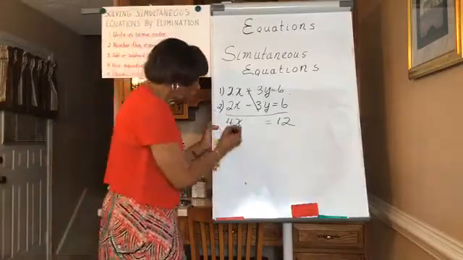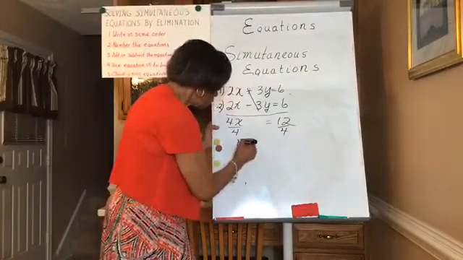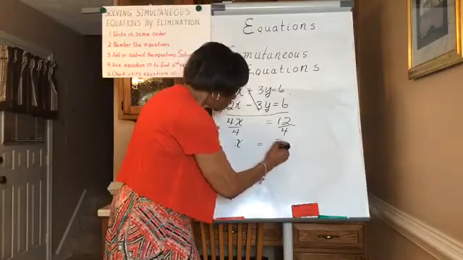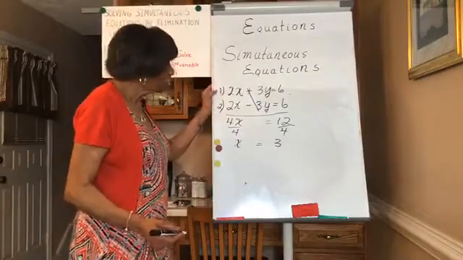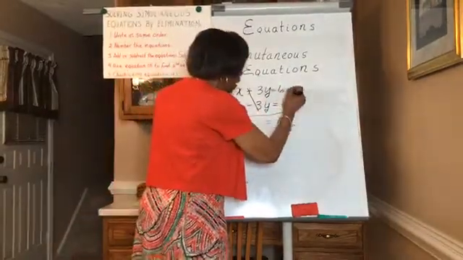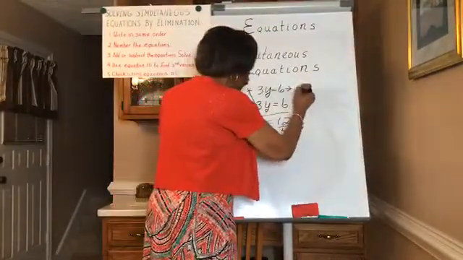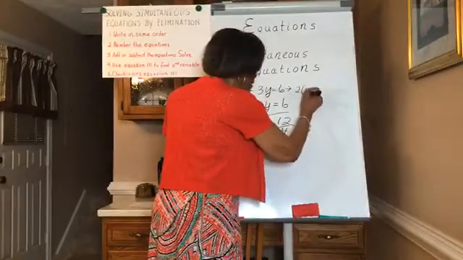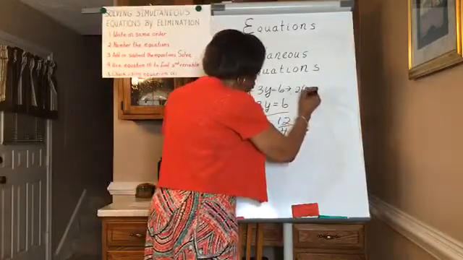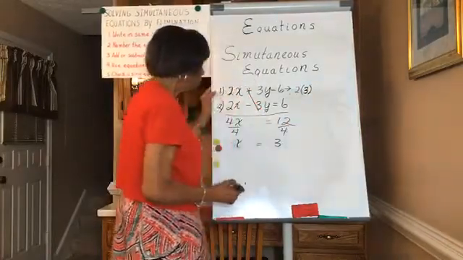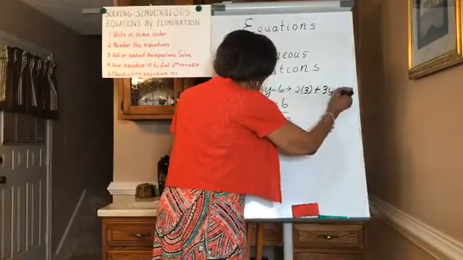All right, x is equal to 3. All right, x equals 3. So now I'm going to equation 1, and I'm going to plug in the value for x. So it says 2 times x, which now I know what x is. I can plug it in. 2 times 3 plus 3y equals 6.